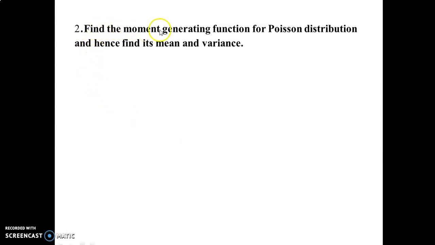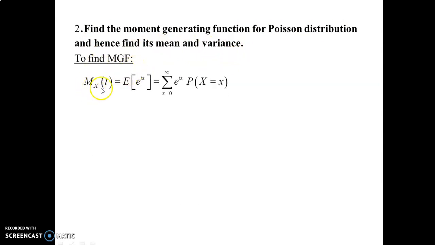Second question: find the moment generating function for Poisson distribution and hence find its mean and variance. First of all, find the MGF. The formula is Mx of t equal to E of e power tx, equal to summation x equal to 0 to infinity of e power tx into p of x. Now the probability mass function of Poisson distribution is e power minus lambda into lambda power x divided by x factorial. Here is lambda power x, here e power t the whole power x.